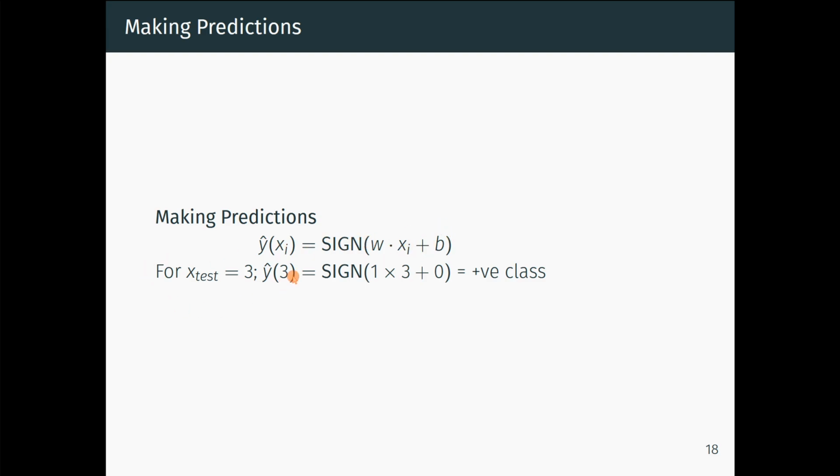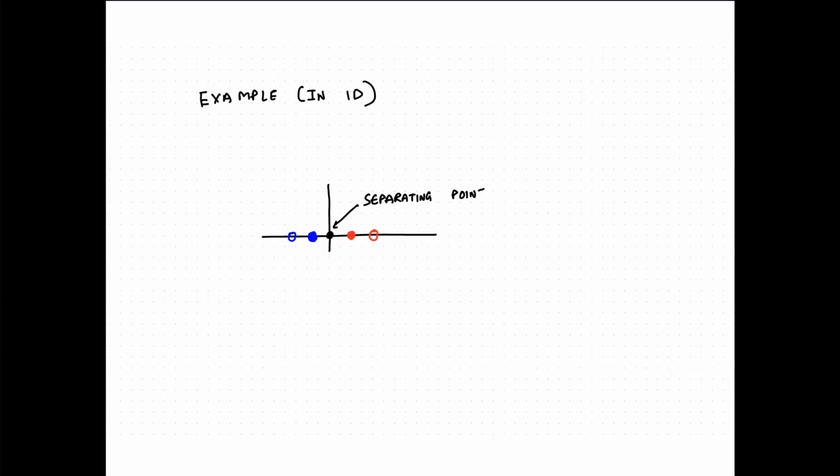So for this particular previous example, for x equal to 3, we already know that w is 1 and b is 0. So w, which is 1, into 3 plus 0, and the sign of that is plus 1, right? So this will be predicted as the plus 1 class. A test point x equal to -3 will be predicted as sign of -3 plus 0, which is sign of -3, which is -1, right? So thus a blue point over here would be predicted to be the -1 class.